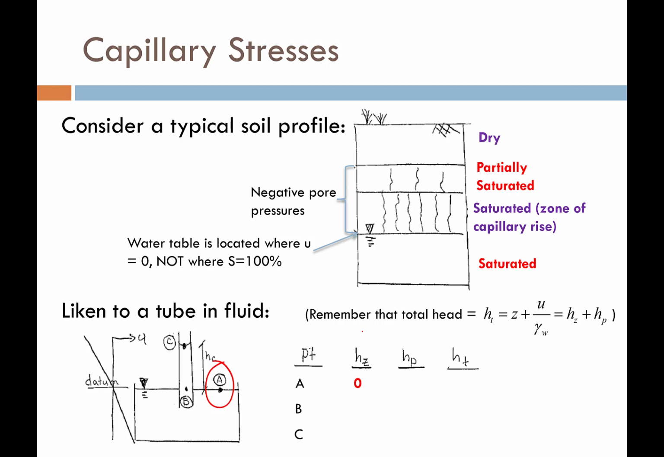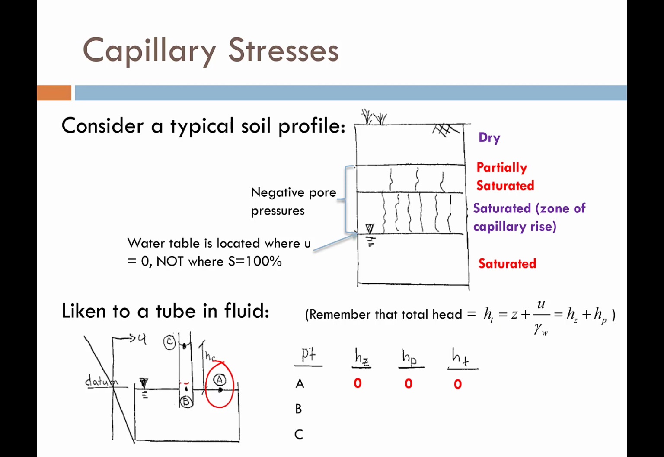Also, because the point is right on the surface of the fluid, exposed to atmosphere, it's experiencing 0 pressure from the fluid. So I would say that my pressure head at point A is equal to 0 as well. And since total head is the summation of elevation head and pressure head, all I have to do is add those together, and to get my total head, I get 0.